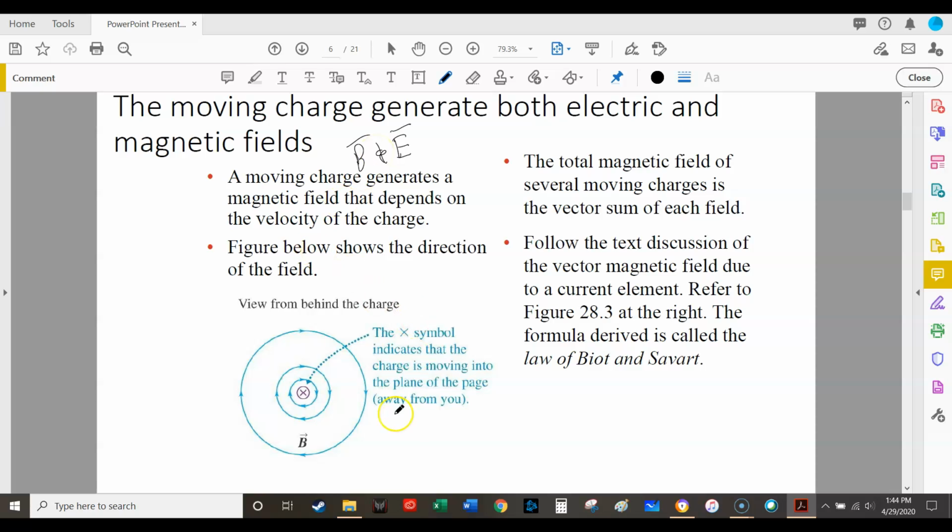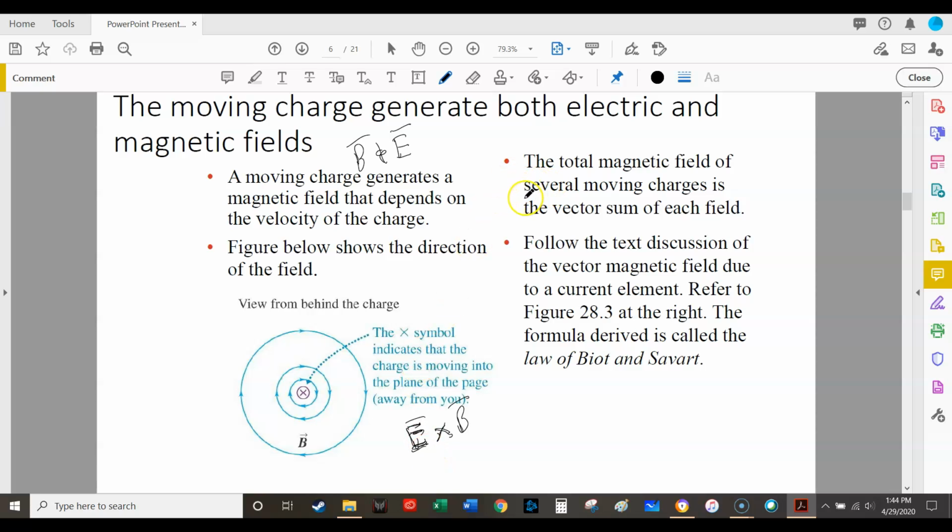So electric fields are created whether they're moving or not. Right? We know that a stationary electron is going to have that electric field. So an electron or a proton will always have its electric field. But once it begins to move, now it creates a B field on top of that. Okay?